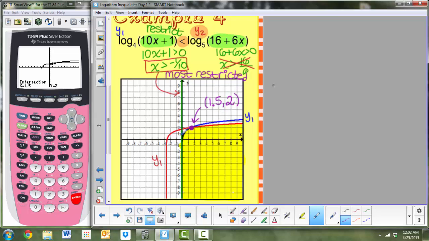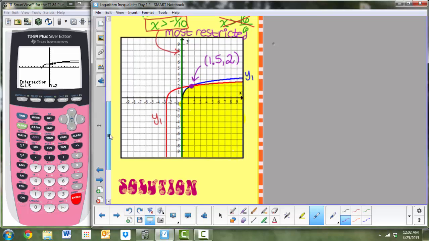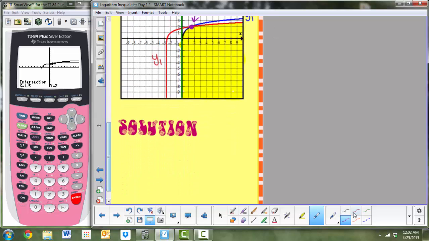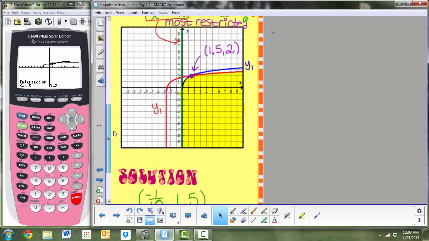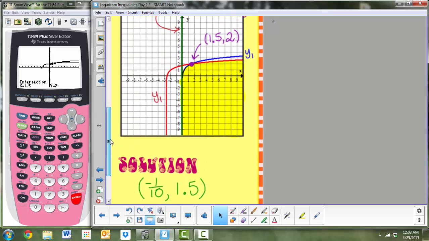Final solution set. It's very hard to see, but it's going to be all those x's right in that purple region. So most restrictive, so your final solution set, use that asymptote. Do not touch it, so parentheses around that. Negative 1/10, comma, up to 1.5, comma, parentheses. Be really careful there. So 1.5, you cannot equal.